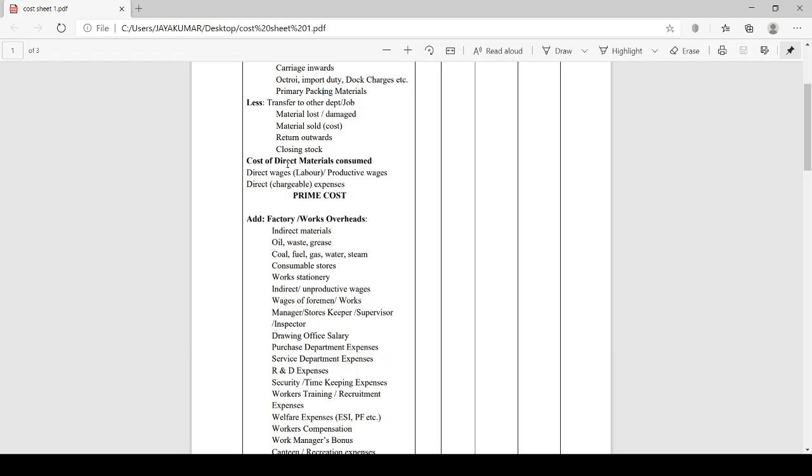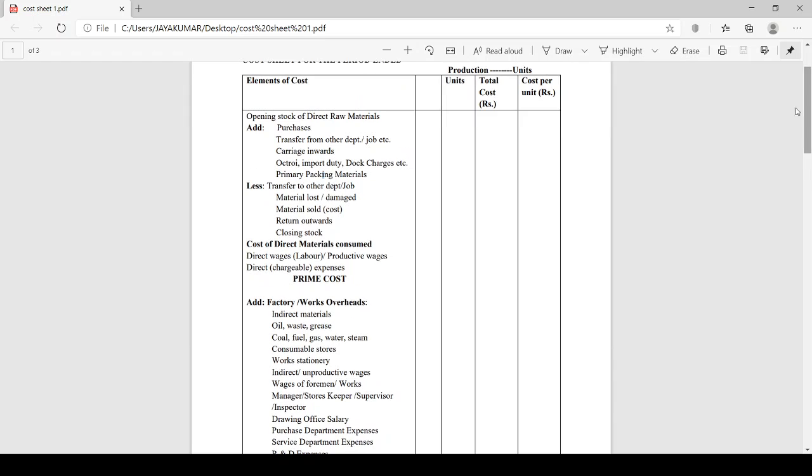So three aspects. What are those? Direct materials, direct labor, and direct expenses. What we get is prime cost. So what we will be doing? So here we will be recording the number of units we have produced. Here we will be writing the total cost, and we will be finding out the cost per unit.